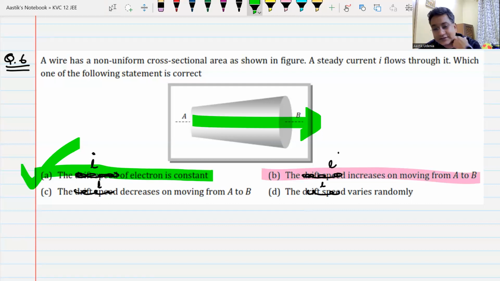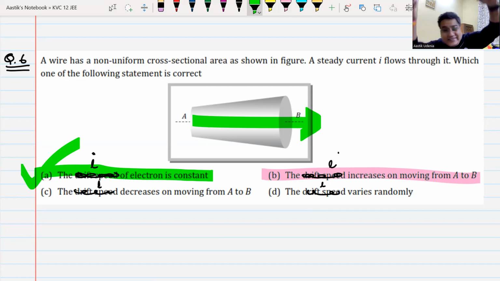But something changes, sir. Can you tell me what is changing here? The next part of the question, sir. Current density, sir. Well done, sir. Where is current density more, sir, and where is current density less, sir? At A, current will be more, sir. At A? Current will be more.